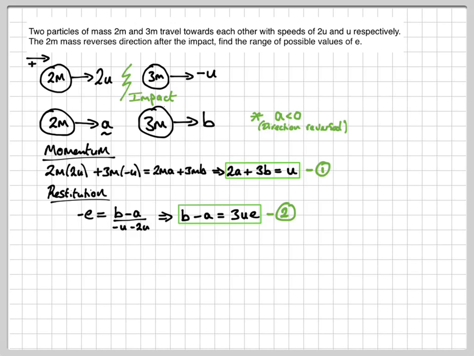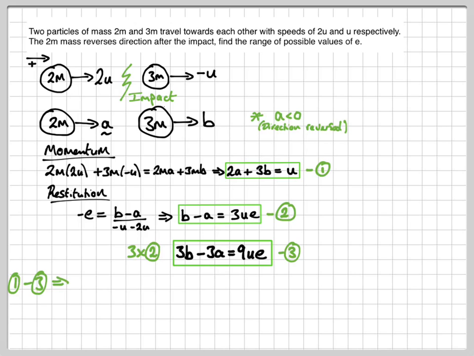Now I want to really find the value or an expression for a, and then I'll set that less than 0 and the problem should be solved. In other words, I want to eliminate b, so the best thing is to multiply equation 2 by 3 to give me this expression, and then you should be able to see that if I subtract either 1 from 3 or 3 from 1, then the 3b parts will cancel.